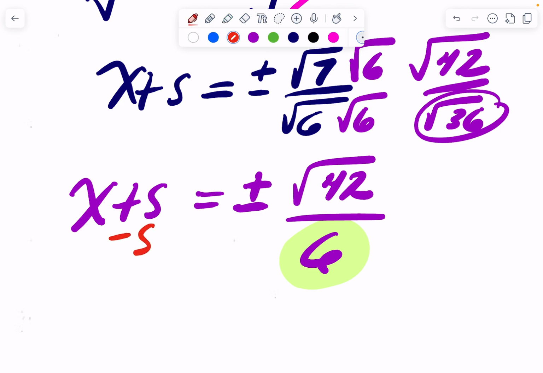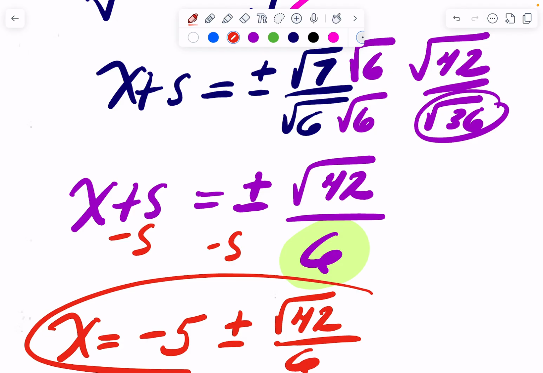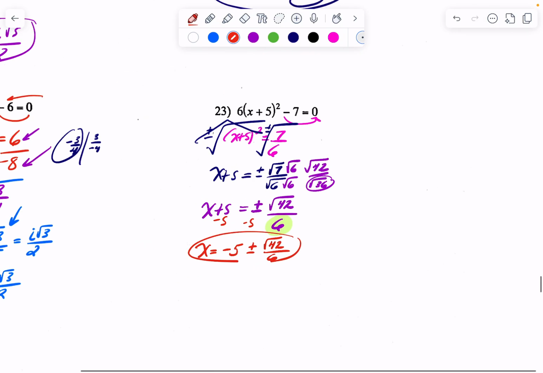Now from there, we'll minus 5. So we have x is equal to negative 5 plus and minus the square root of 42 all over 6. There's your solutions.